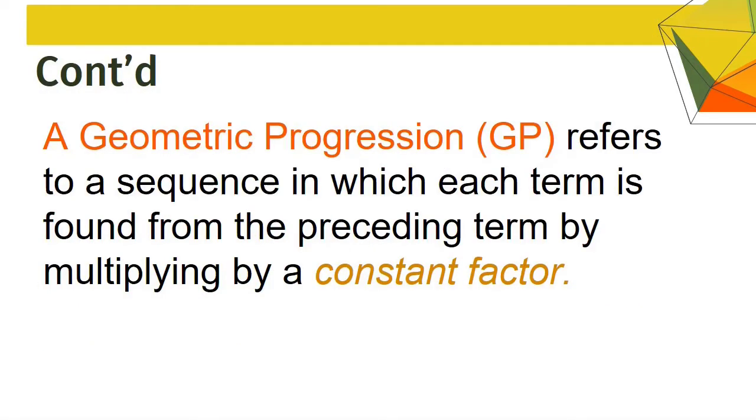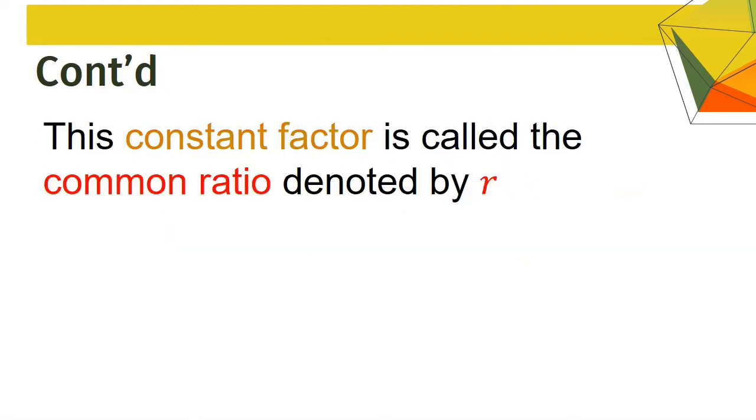What is a geometric progression? A geometric progression, which is also termed as GP, refers to a sequence in which each term is found from the preceding term by multiplying by a constant factor. In other words, to find the next term of any geometric progression, I need to multiply the previous term, which is the preceding term, by a constant factor. This constant factor is called the common ratio and is denoted by the letter r.